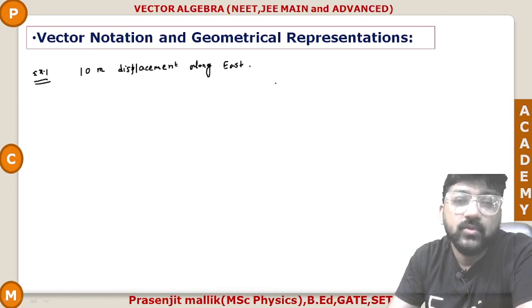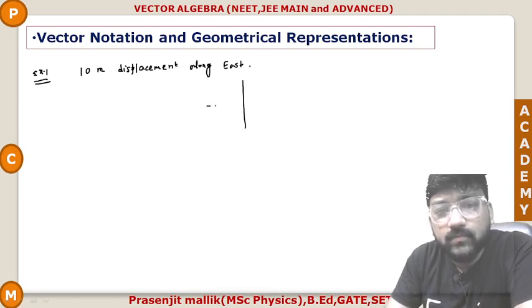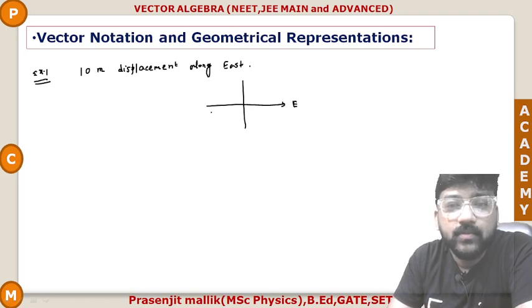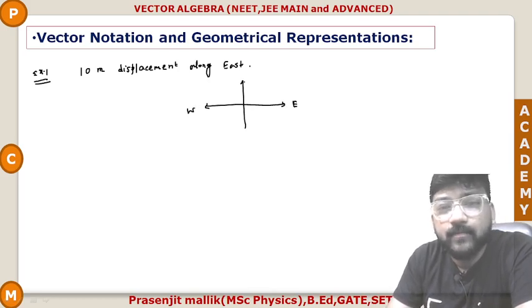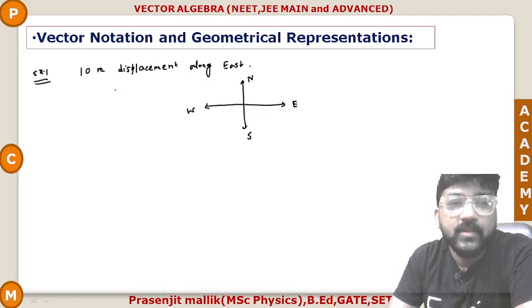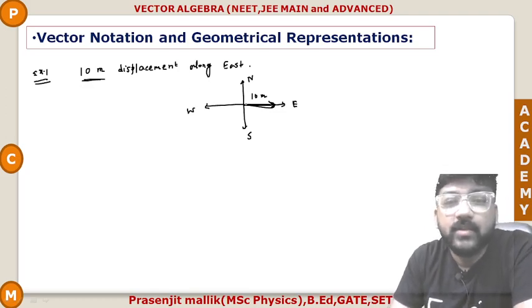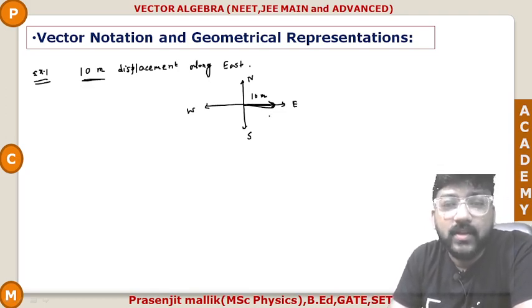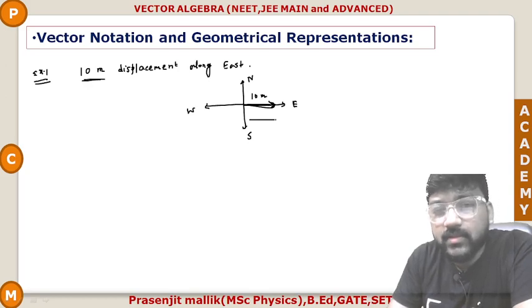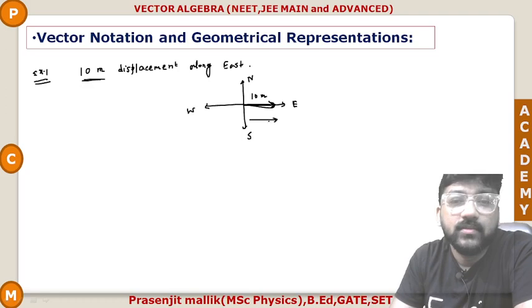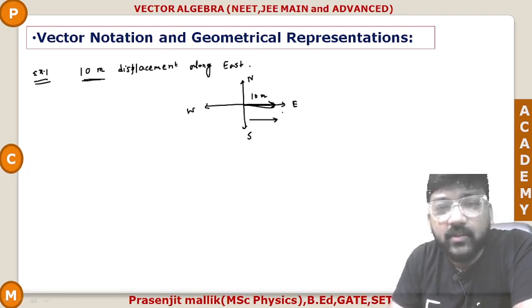We have to use the directions east, west, north, south. So this is the east direction, this is the west direction, this is north, and this is south. Whenever you talk about a 10-meter displacement, we have to go 10 meters along this, and we will use arrows. If this is 10 meters, you can represent that 10-meter displacement with a straight line, something like this. So this is a vector. This is saying the 10-meter displacement along the east direction.